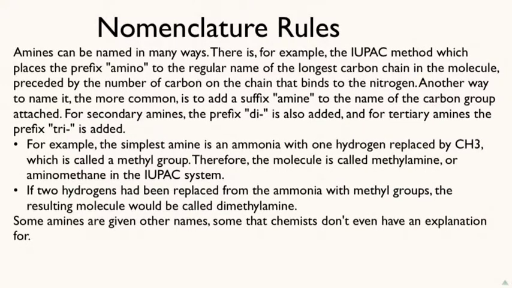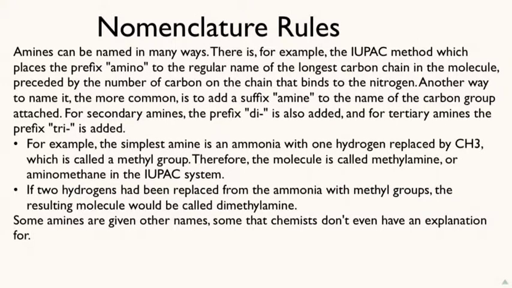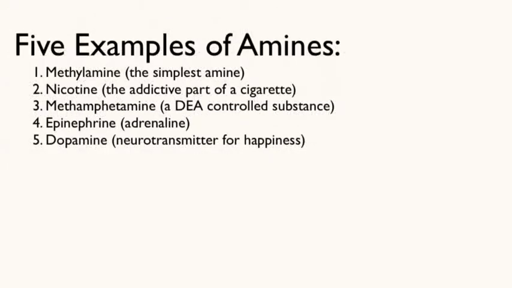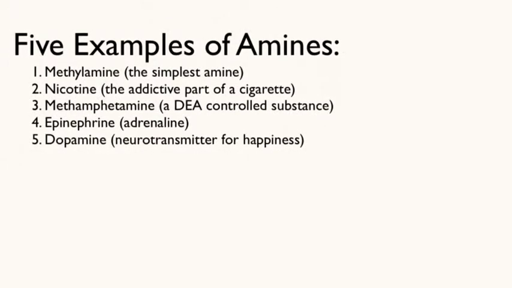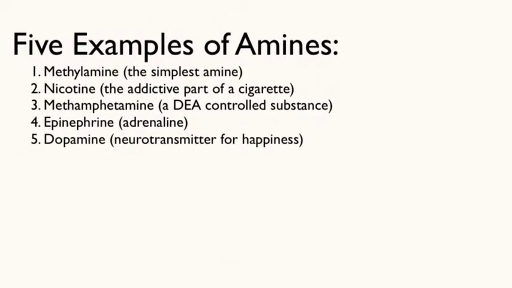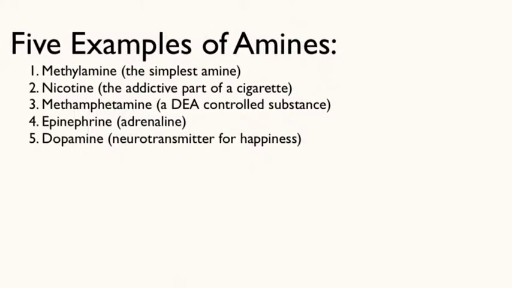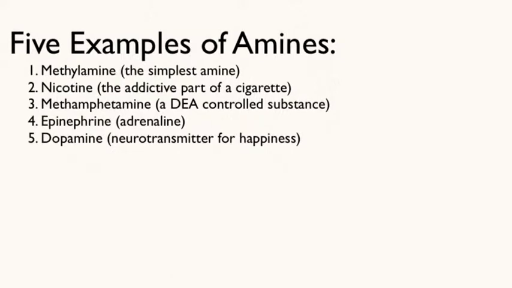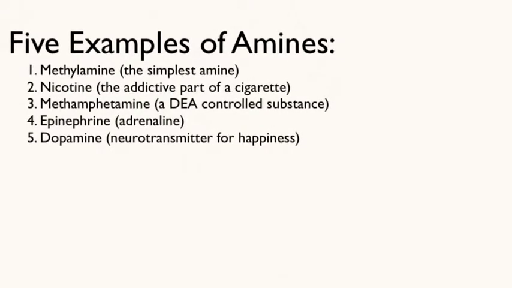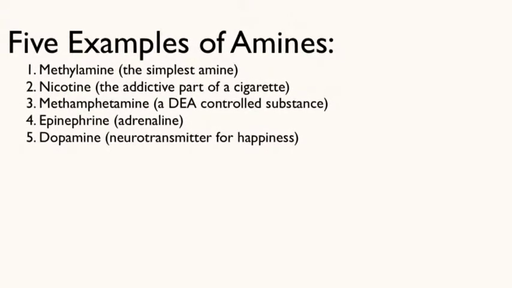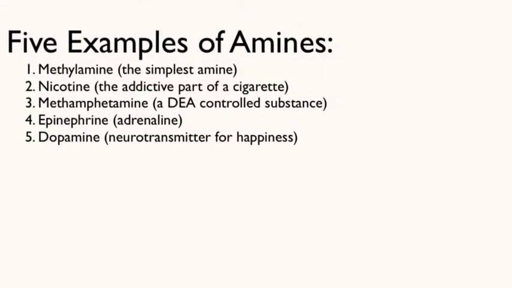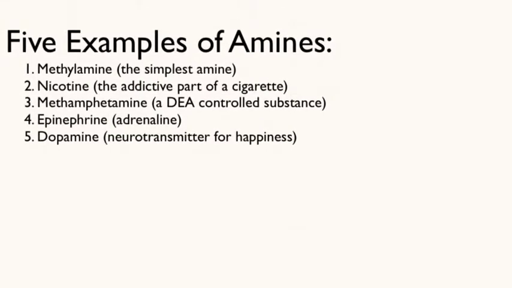Some amines are given other names, and some chemists don't even know where they came from. Amines are more common than you think. Five examples are methylamine, the simplest amine, nicotine, which is the addictive part of a cigarette, methamphetamine, which is a DEA-controlled substance, epinephrine, also known as adrenaline, and dopamine, which is a neurotransmitter that promotes happiness.